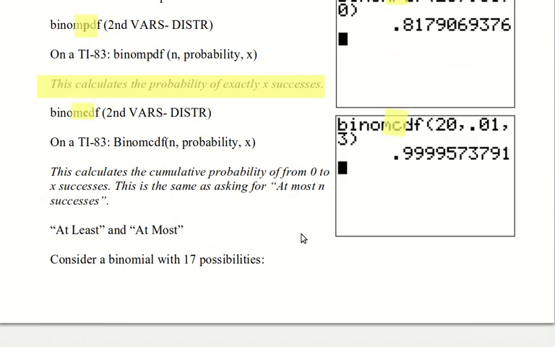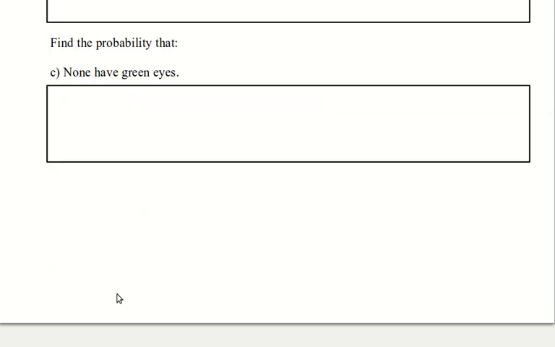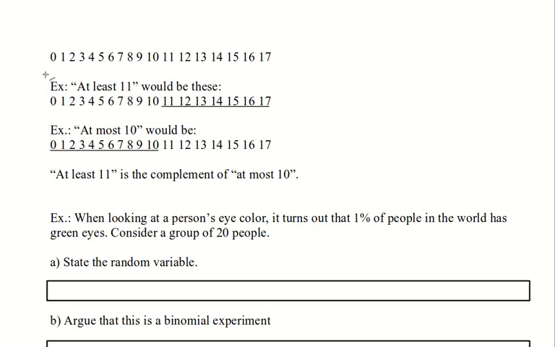We're also going to need to talk about the difference between at least and at most. So we're going to consider a binomial probability distribution with 17 possibilities. So here they all are. Notice that it starts at 0. You might have 0 successes, nothing that you are counting. So among these 17, let's ask what different things would look like. For example, what does at least 11 look like? Well, at least means the smallest thing we would accept is 11. So we'd certainly be happy with 12, 13, 14, all the way up to 17. So at least 11 is 11 or more.